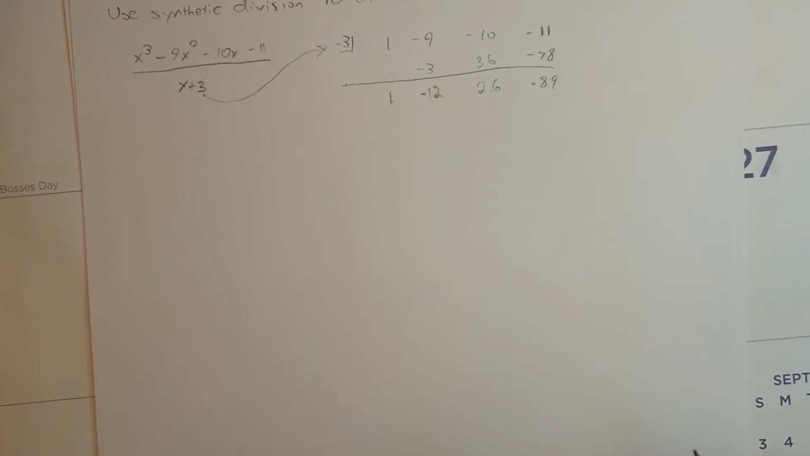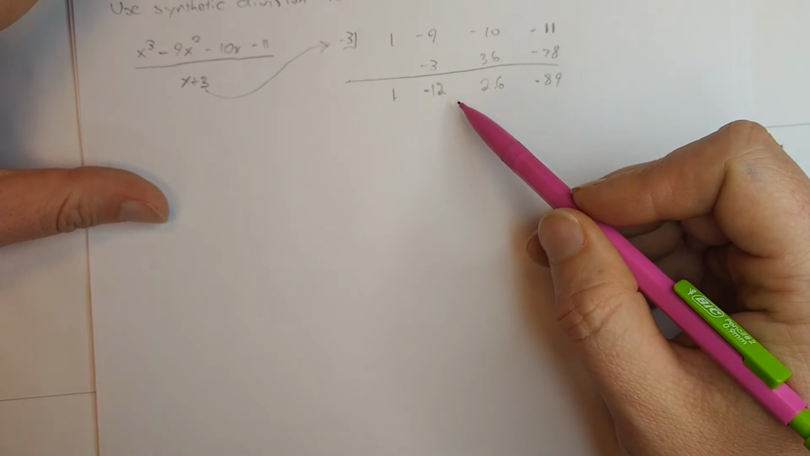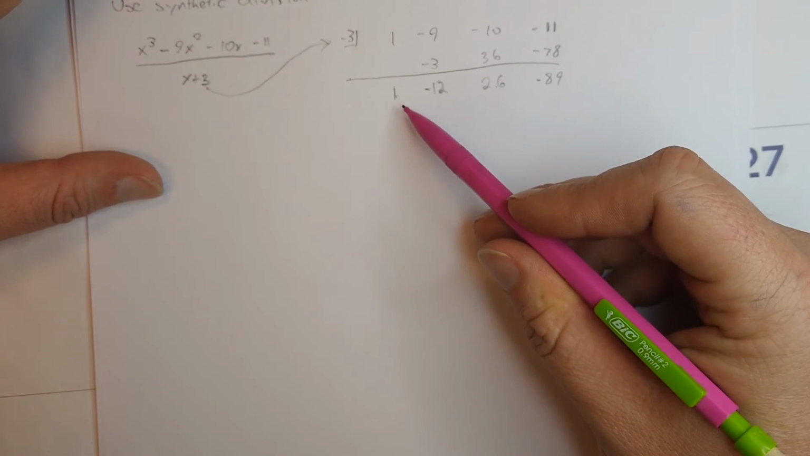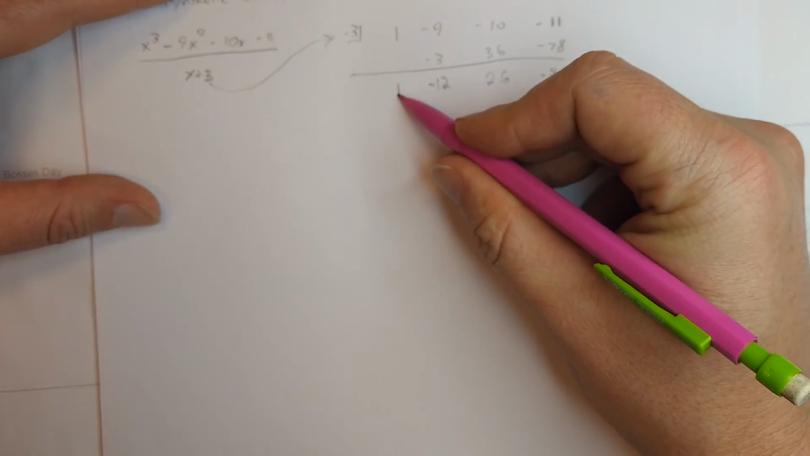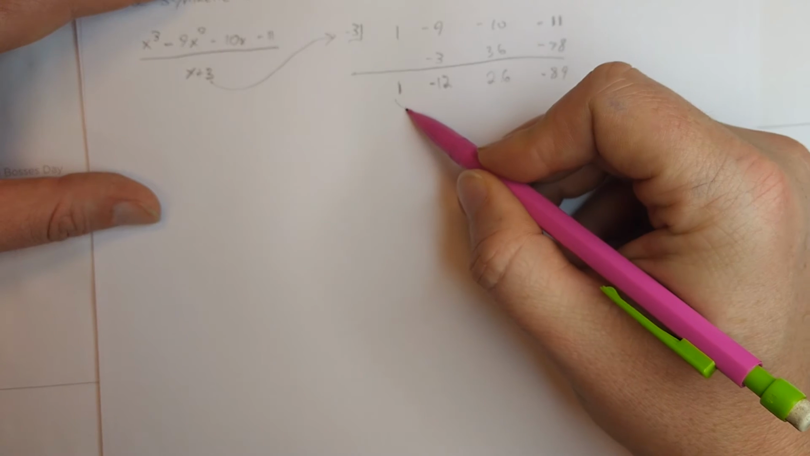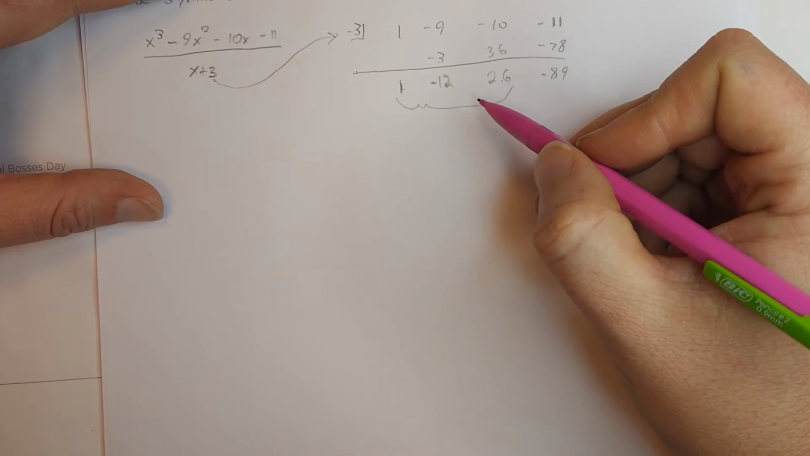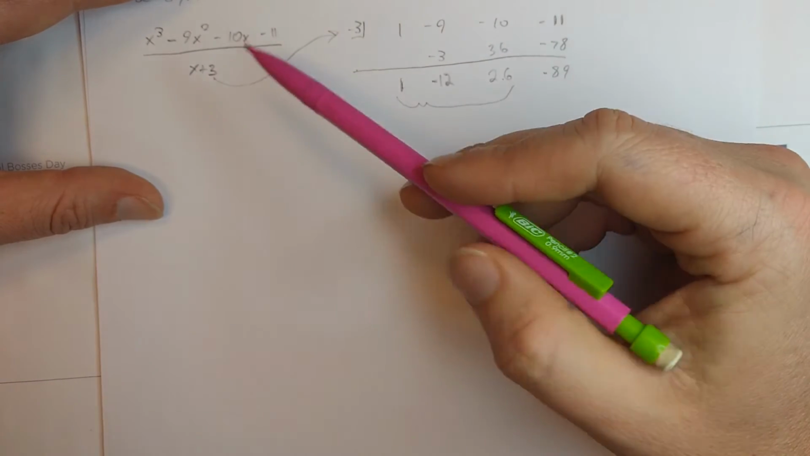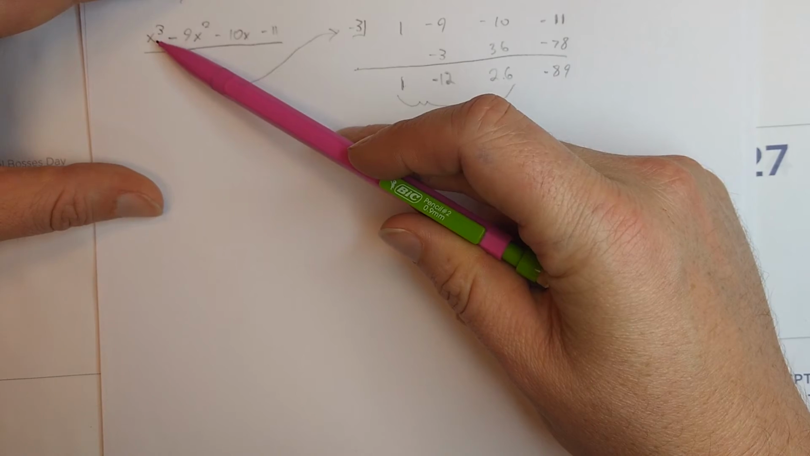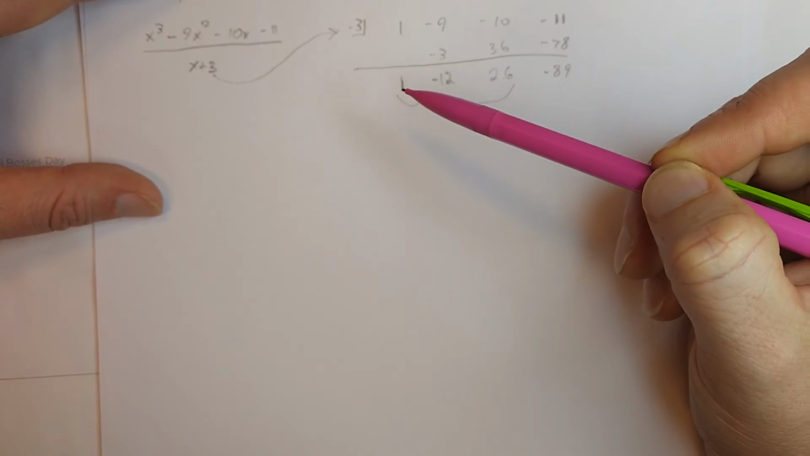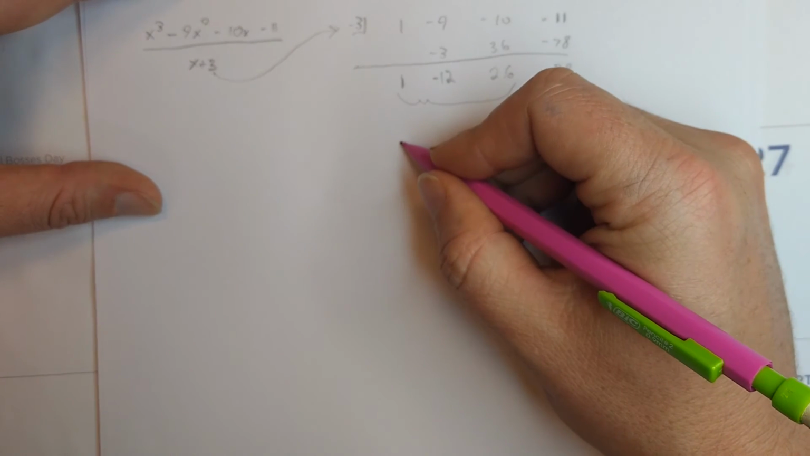Now, there are a lot of ways of writing this final answer. I'll show you one way to do that. That would be to take these first three numbers. These are going to be coefficients of a new polynomial that is, instead of x cubed, we're going to start 1 down from that. So we're going to start with x squared. So this would be a 1x squared minus 12x plus 26.